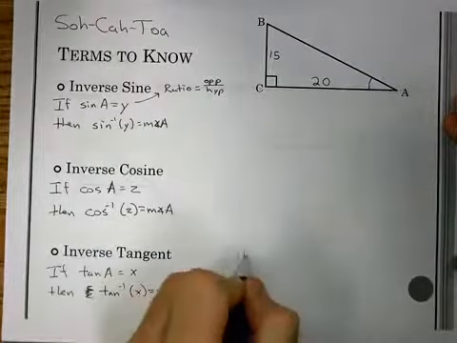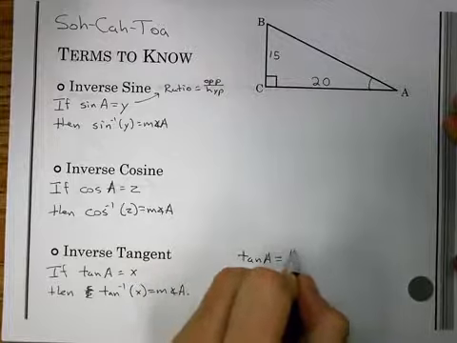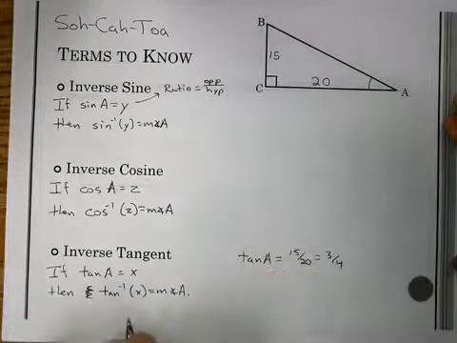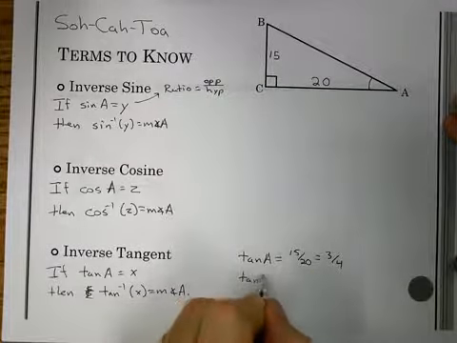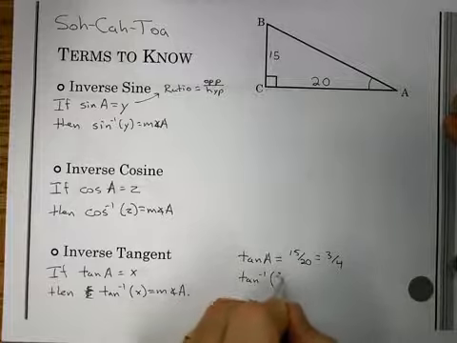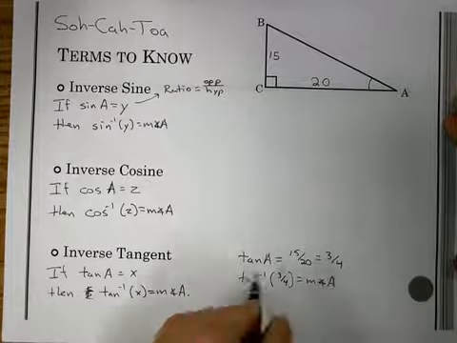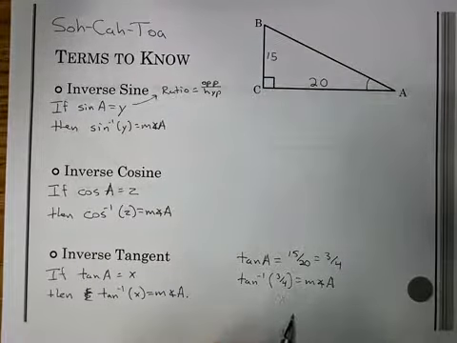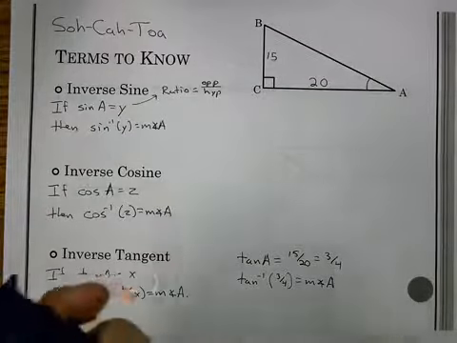Okay, so tangent of A is going to be the ratio 15 over 20, which reduces to 3/4. So that matches that first line. So now we say tangent inverse of 3/4 equals the measure of angle A. So now we've taken this inverse of the tangent. Now we can plug this into my calculator, and let's actually take our first look here to see how we put it in our calculator.